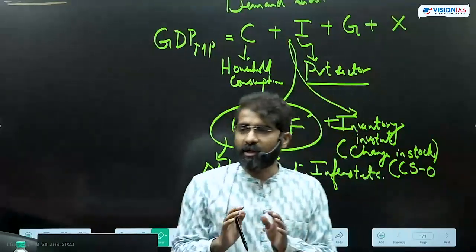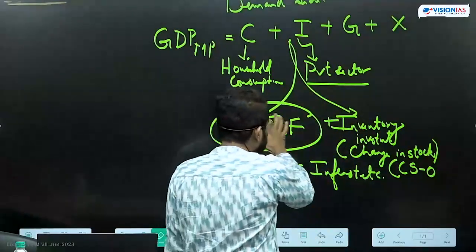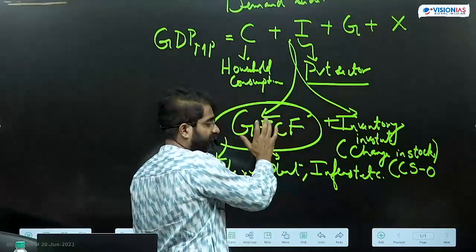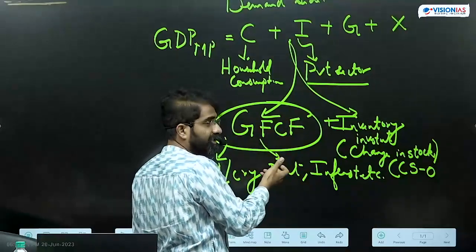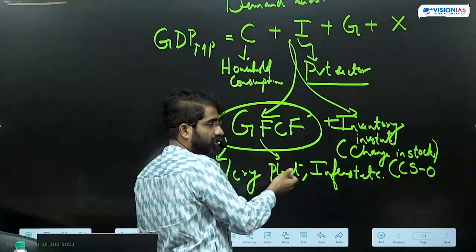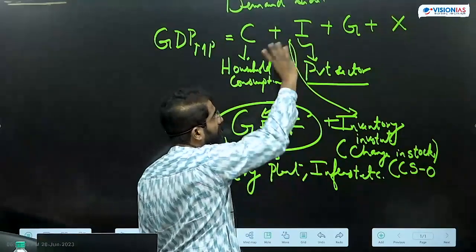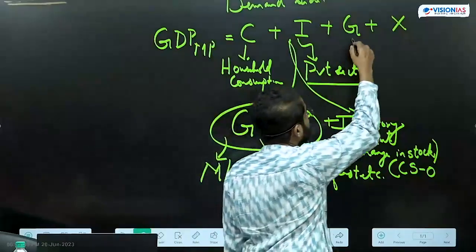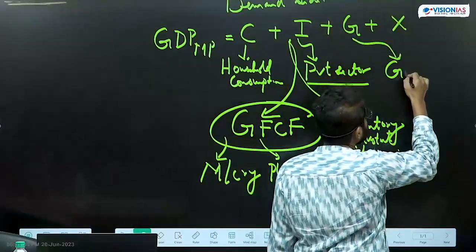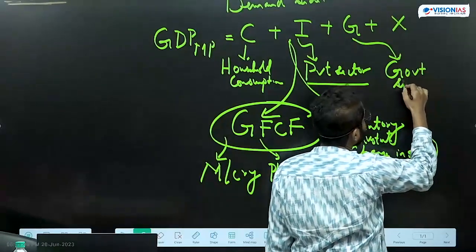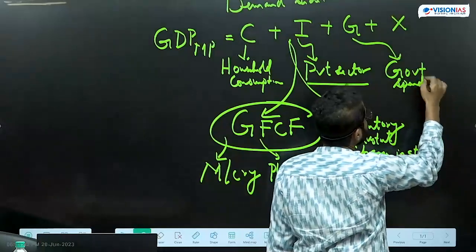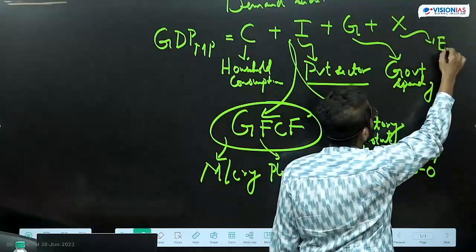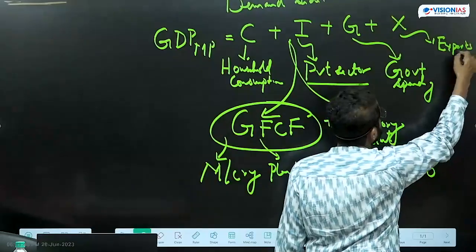The major chunk is the gross fixed capital formation. This gross fixed capital formation is into machines, capital goods, infrastructure, all that will be part of I. Then G is what? Government spending. And X is nothing but what? Exports.